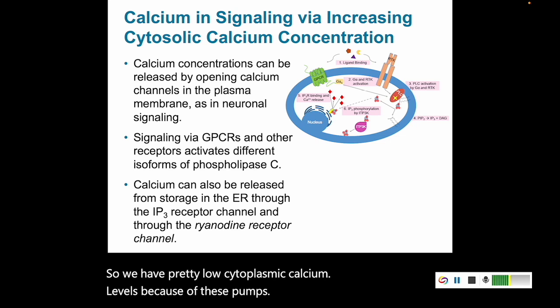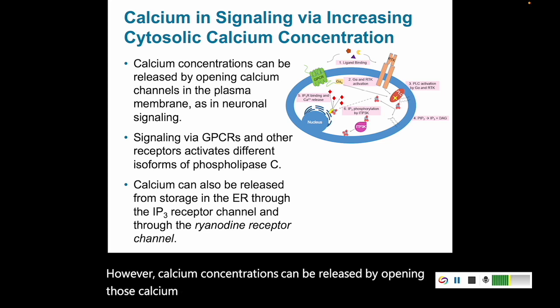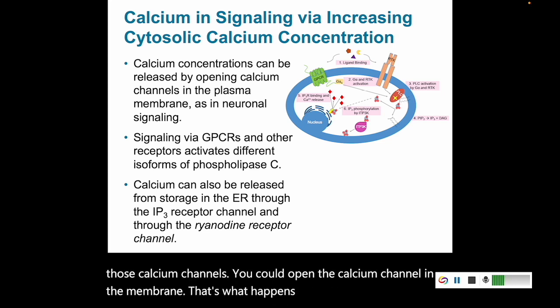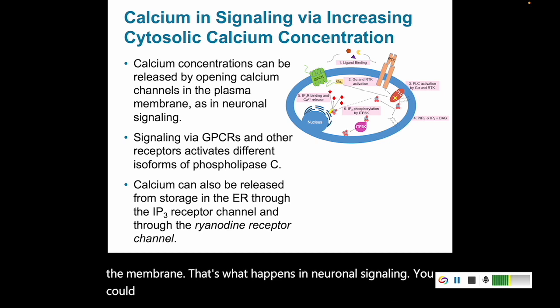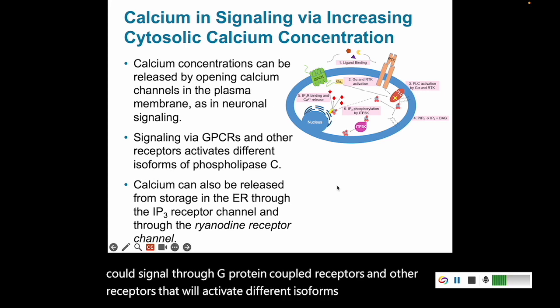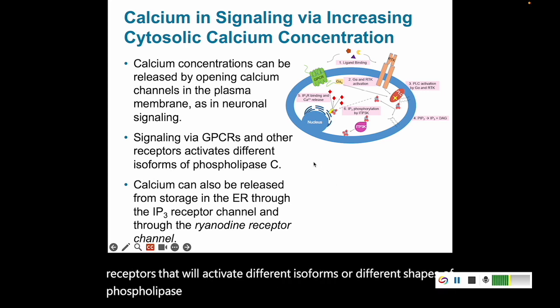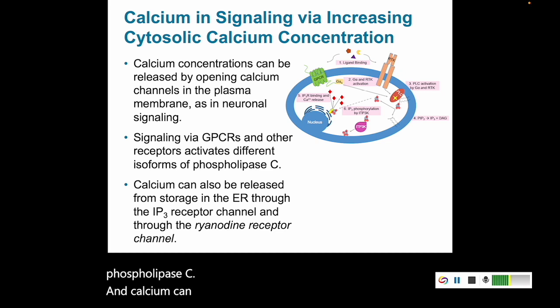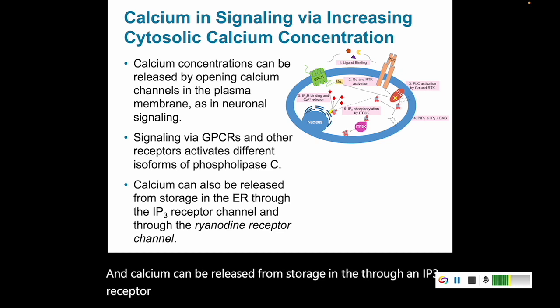However, calcium concentrations can be raised by opening calcium channels. You could open the calcium channel in the membrane. That's what happens in neuronal signaling. You could signal through G protein coupled receptors and other receptors that will activate different isoforms, or different versions, of phospholipase C. And calcium can be released from storage in the ER through an IP3 receptor channel and through a receptor called the ryanodine receptor.